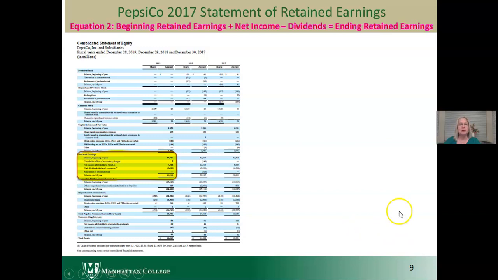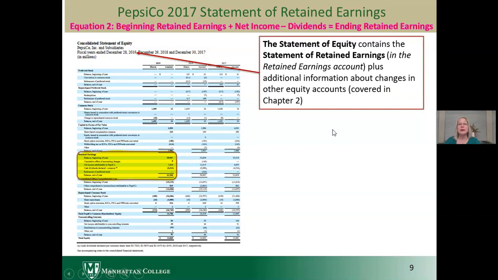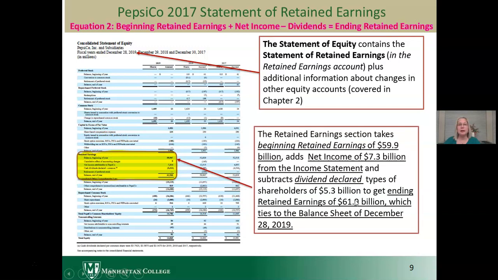Your book calls the second financial statement the statement of retained earnings. Most companies have something that's a little more detailed called the statement of shareholders' equity. So it contains the information in the statement of retained earnings plus some more. So if you want to see the statement of retained earnings, you would look at the retained earnings section of the consolidated statement of equity.